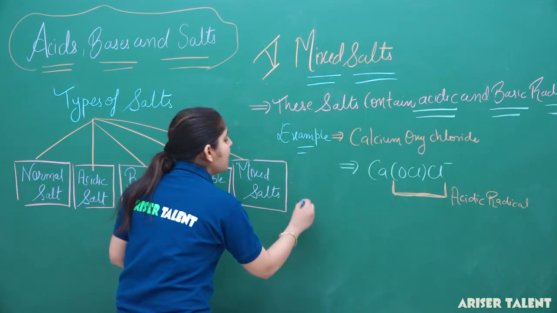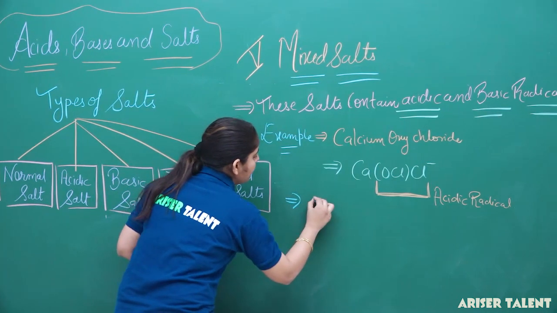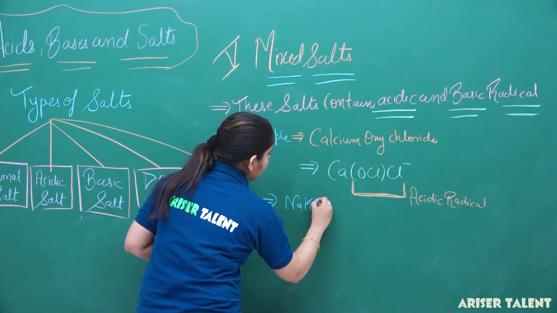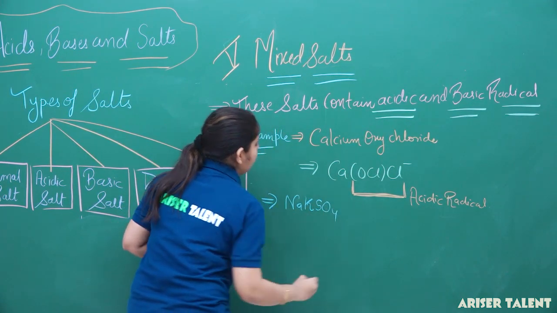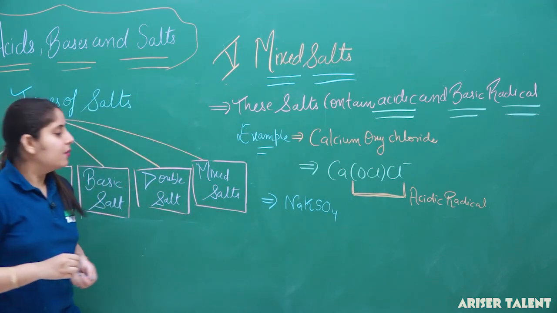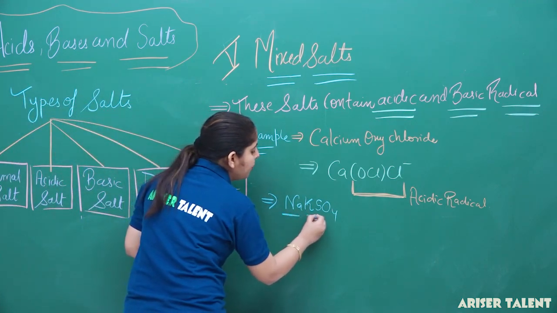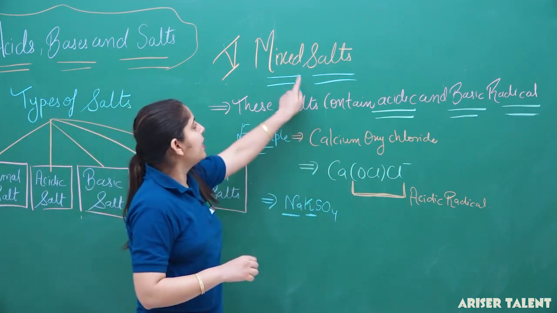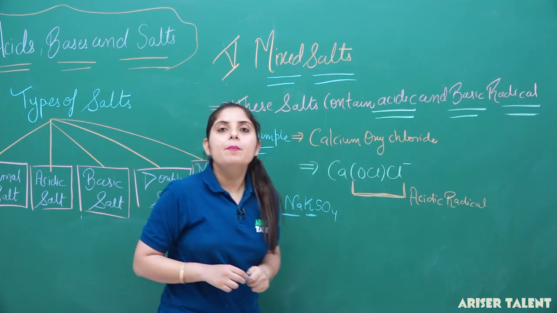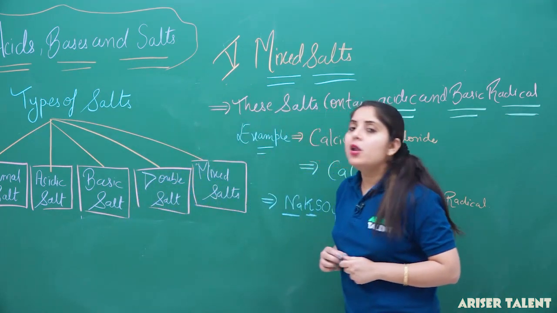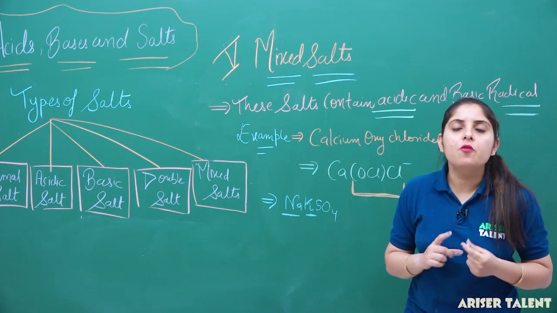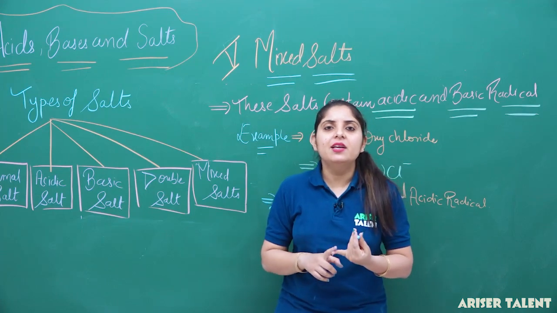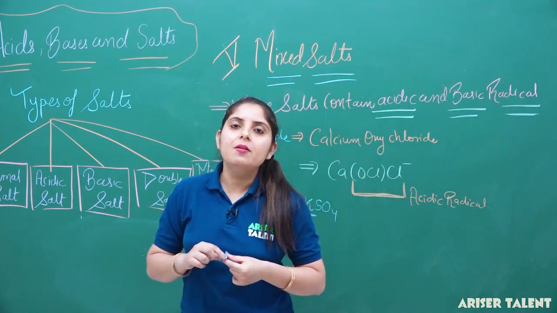Now we have our second example in this category. Sodium potassium sulfate. So you can see here the sodium and potassium, again two basic radicals are present. So we can say that this type of the category will be considered in the category of the mixed salt. So this is all about the type of the salt on the basis of the formation. That is our first category. We have discussed about the normal salt, acidic one, basic one, double salt and the mixed salt.